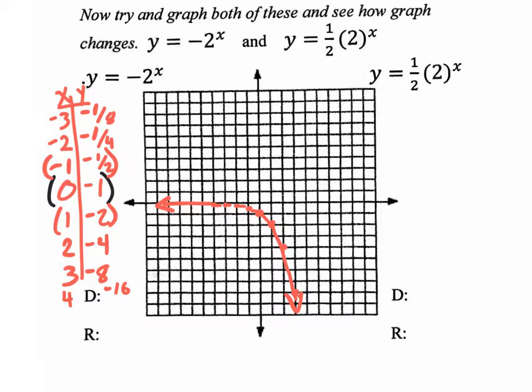So what would the domain of this red line be? What's the domain?